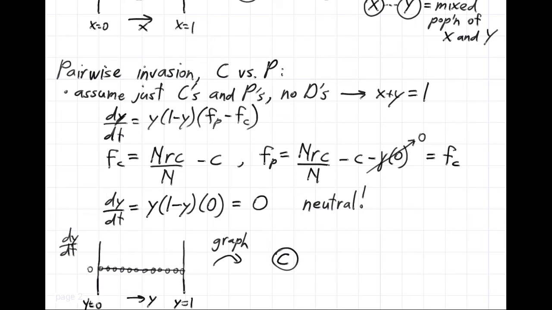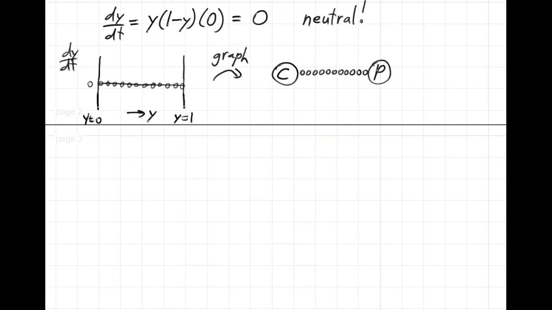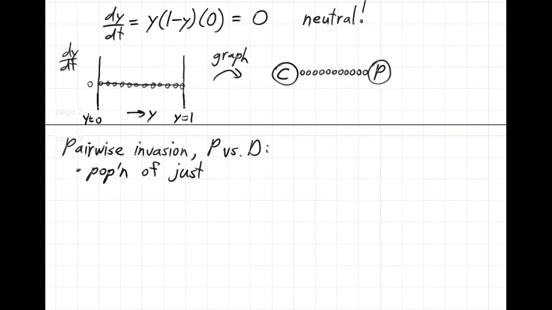And again, we can draw a graph from that. C with a circle means a population of all cooperators. P with a circle is a population of all punishers. And between them, we just have a line of neutrally stable points. We have one more comparison to make. We haven't looked at punishers versus defectors yet. So now we'll consider a population of just punishers and defectors, no cooperators, meaning x is 0.